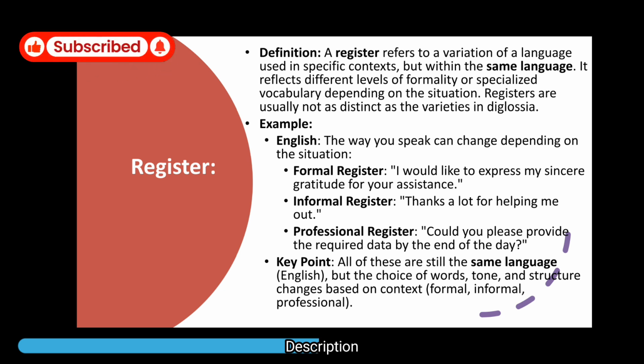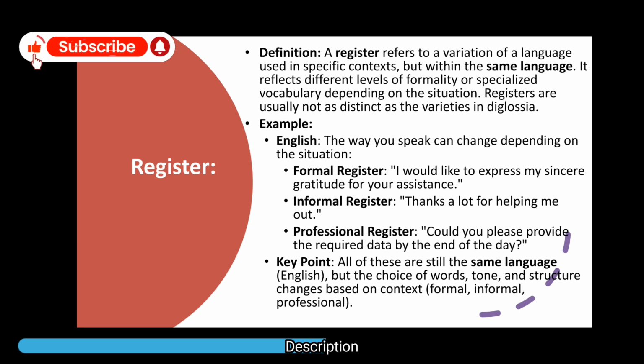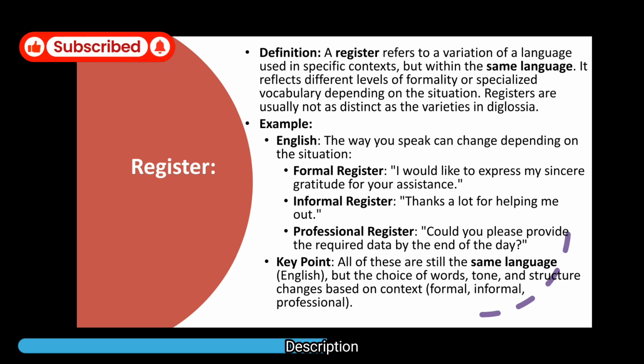So when you are in a formal context, you choose one type of vocabulary. When you are in an informal context, you choose another type of vocabulary. And when you are in a professional context, again you're choosing other types of vocabulary, and your tone also alters.